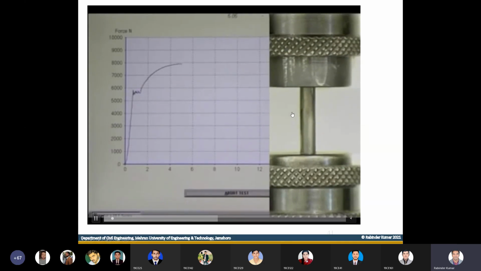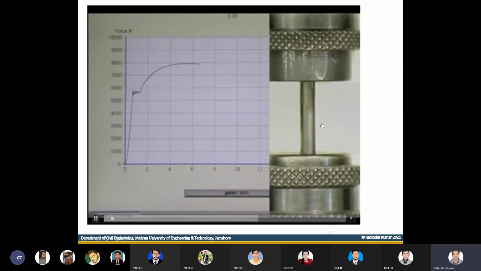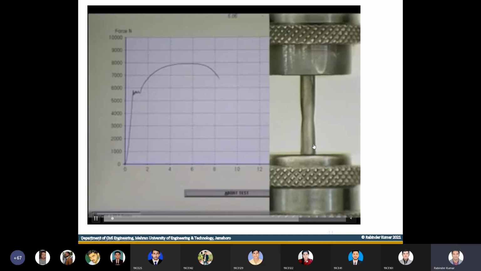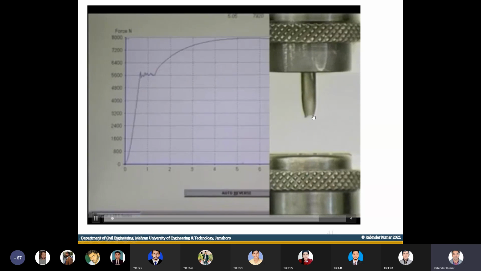After some point, when the load reaches its peak, you will see a kind of deformation over this area. In technical terms this is called necking. Now the cross-sectional area over this portion is being reduced. Look at the cross-section of this area. It is being reduced. This is called necking. And after some time, the fracture appears.